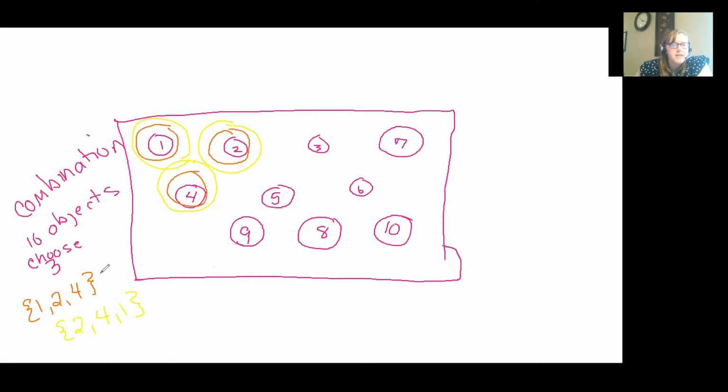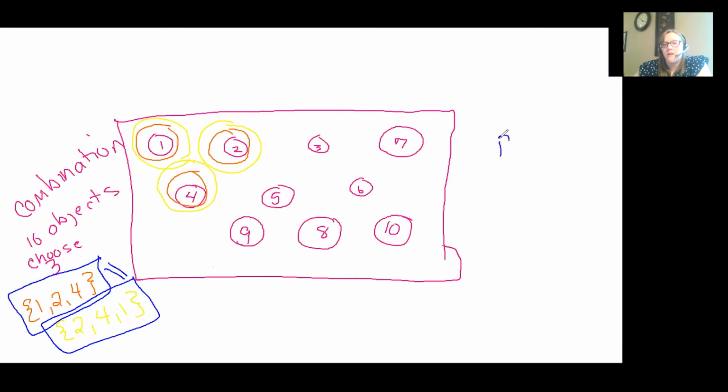So as you can see, this set of numbers here and this set of numbers here have the exact same numbers in them. They're just in a different order. So whenever you're considering combinations, these are considered equal. Because they have the same elements, even though they're not in the same order, they're considered equal.